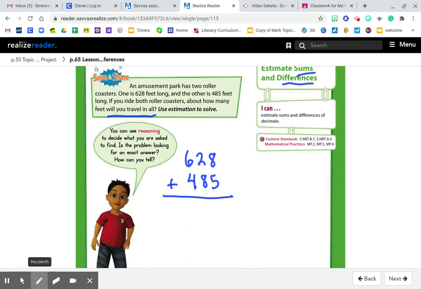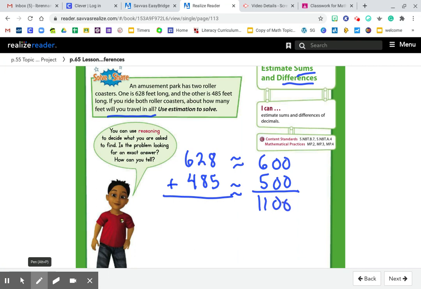About how many feet will you travel in all? For estimation purposes, it's not really telling you what place value you need to estimate to. So I will go with the largest place value on this one. 628 rounds to 600. It's closer to 600 than it is to 700. 485 rounds to 500. It's closer to 500 than it is to 400. And we add that together, we wind up with 1100. So that's one way to get an answer.